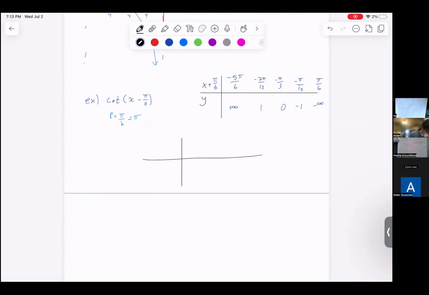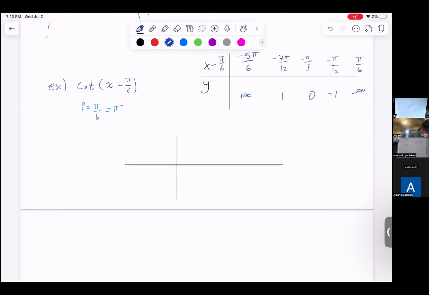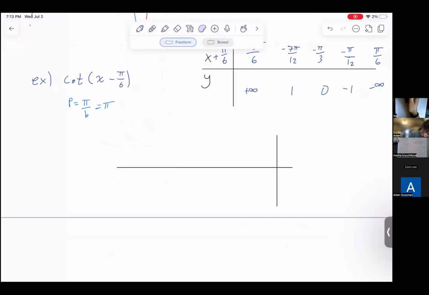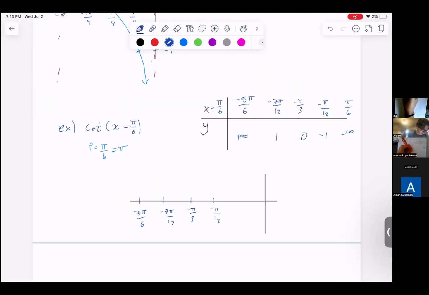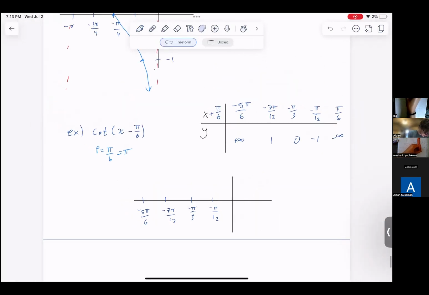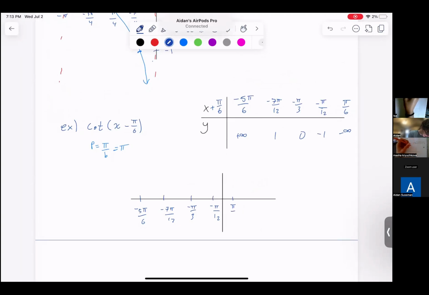So we graph our x points, right? Right here we have negative 5 pi over 6, negative 7 pi over 12, negative pi over 3. This one's negative pi over 12. And this last one is actually over here. It's pi over, let me draw this a little closer. It's actually pi over 6.